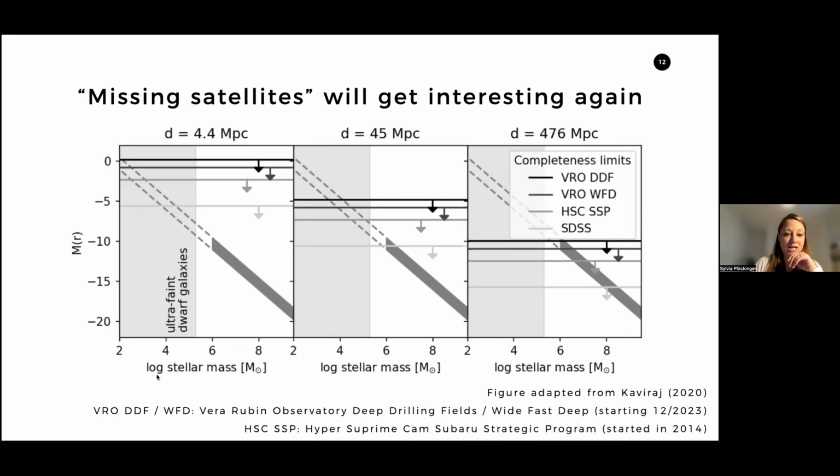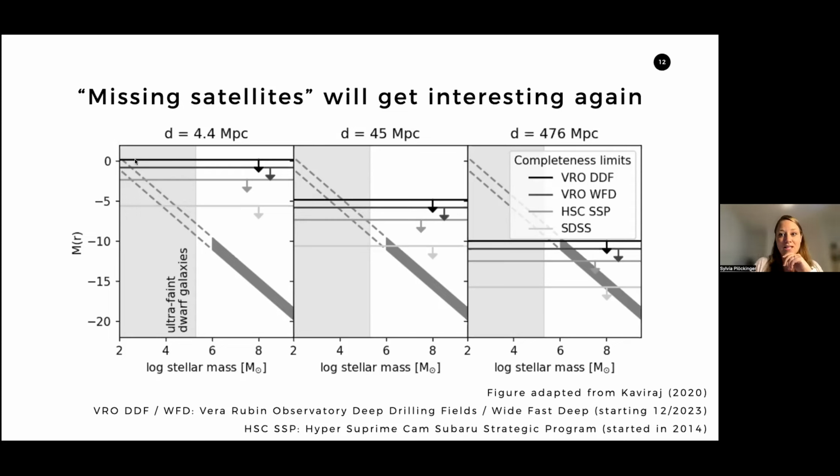What I'm showing here is, on the x-axis, the stellar mass of dwarf galaxies, and on the y-axis, their absolute magnitude in the R band. This band here, with the extrapolation to lower masses, shows roughly where the known dwarf galaxies are located. And then the horizontal lines indicate the completeness limits for different surveys. The lowest one, the current state of the art, is the SDSS survey. But in the next few years with the Vera Rubin Observatory, this will be pushed to a lot fainter galaxies.